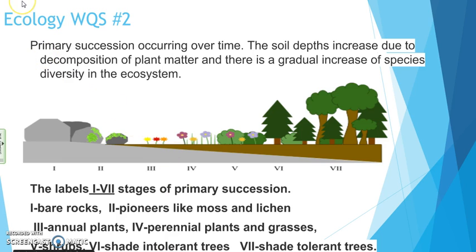Now, speaking of primary succession, it occurs over time. The soil depth increases due to the decomposition of plant matter, and there are gradual increases of species and diversity of the ecosystem. So the ecosystem evolves from basically rocks, and then you have moss and lichens, and it goes on to small flowers, to shrubs, to small trees, all the way to shade-tolerant trees. Started from nothing and made it all the way to the forest.